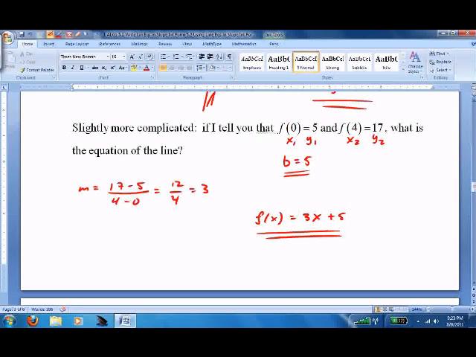Let's check this one over here. 3 times 4 is 12 plus 5 is 17. 3 times 0 plus 5 is 5. Looks good.